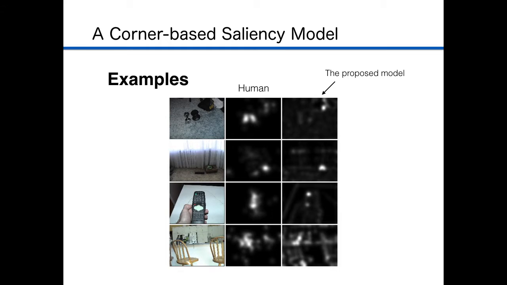The first column is the input. The second column is recorded from humans. The Saliency maps by our model are in the last column.